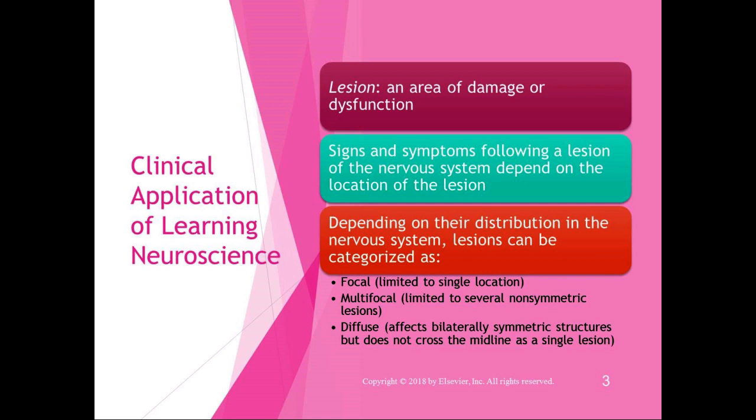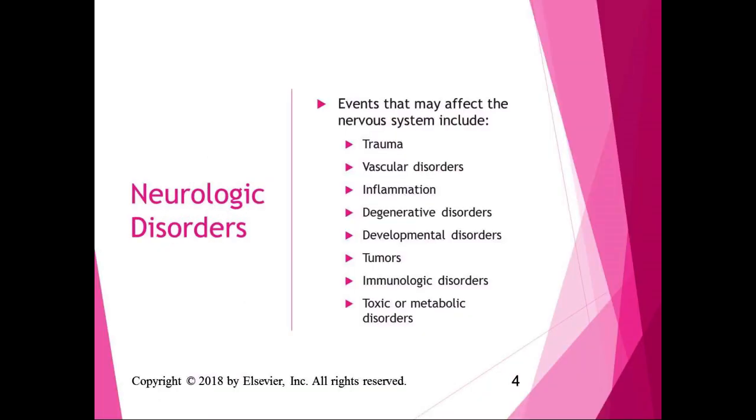Diffuse affects bilaterally symmetric structures, but does not cross the midline as a single lesion. So that could be like a stroke or a spinal cord injury or multiple sclerosis. That's another diffuse lesion. Events that may affect the nervous system and cause neurologic disorders include trauma, vascular disorders, inflammation, degenerative disorders, developmental disorders, tumors, immunologic disorders, and toxic or metabolic disorders.